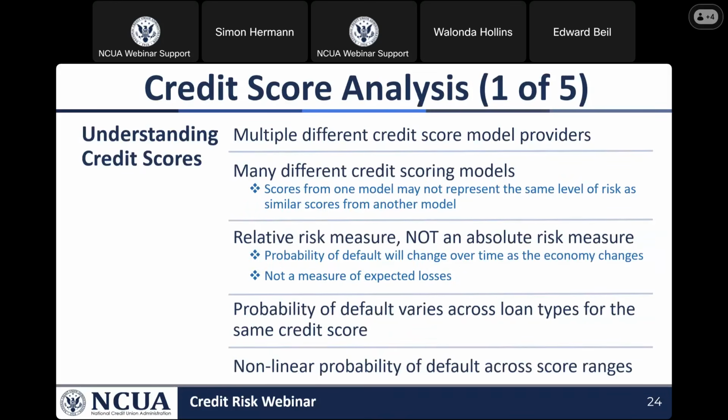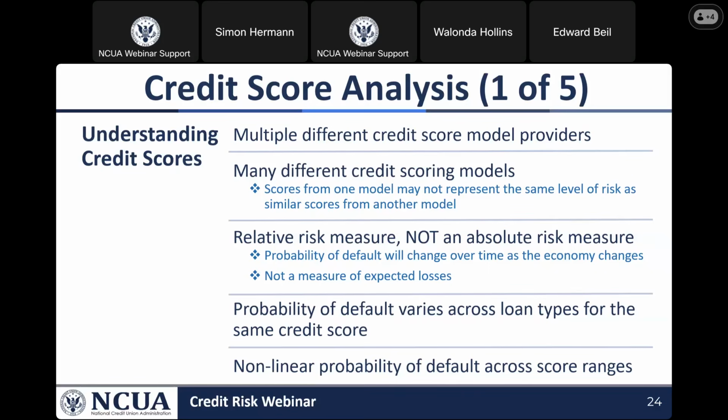The next key piece of information that both boards of directors and senior management may consider is portfolio-level credit score analysis. This type of analysis and reporting can potentially be combined with or supplement concentration risk reporting. Before diving into the details of credit score analysis, though, it's imperative to fully understand what credit scores can tell you about the credit risk within a loan portfolio, and conversely, what credit scores cannot tell you.